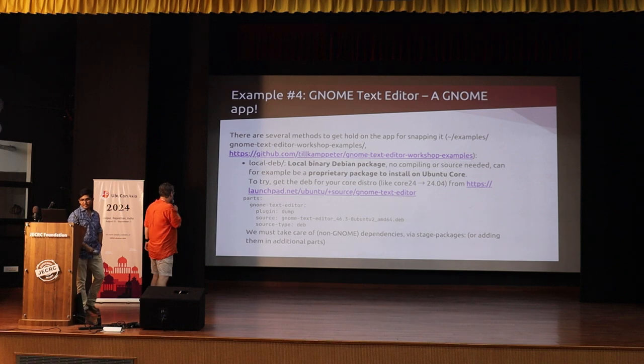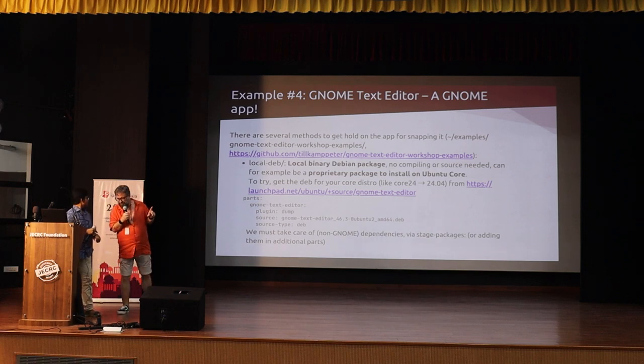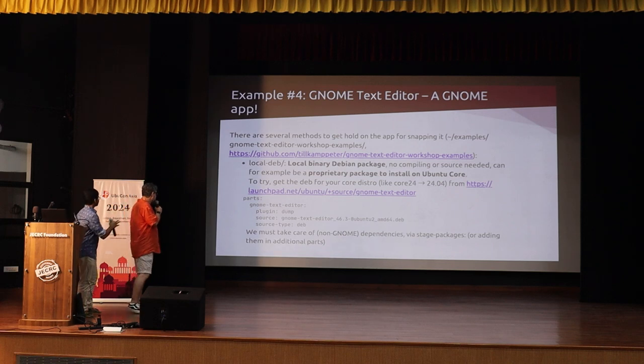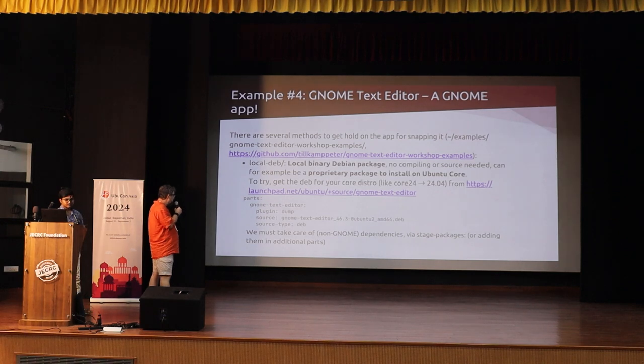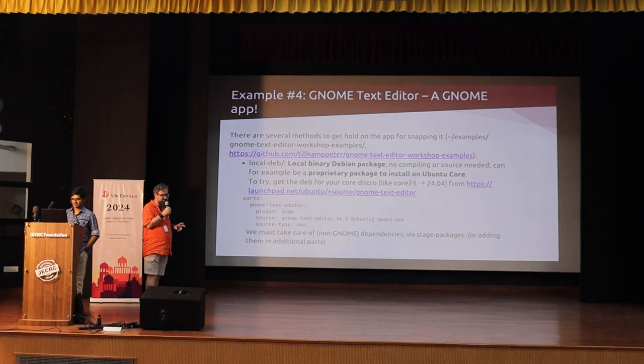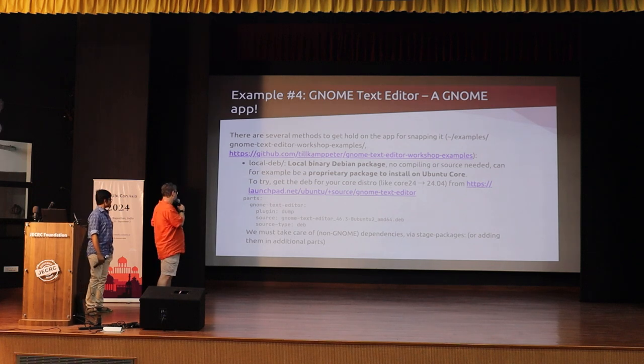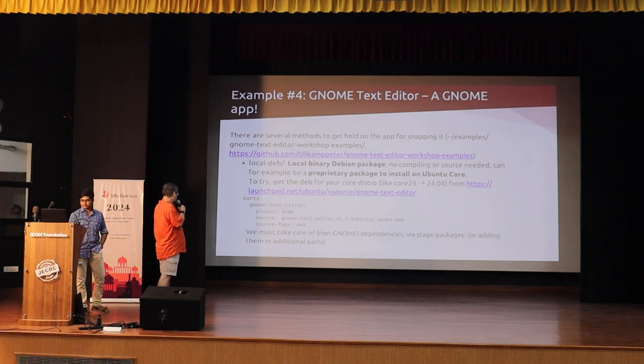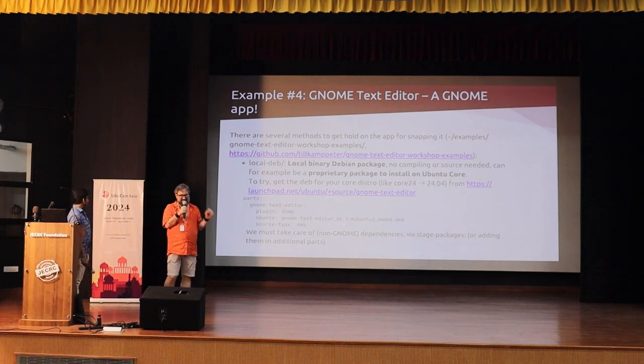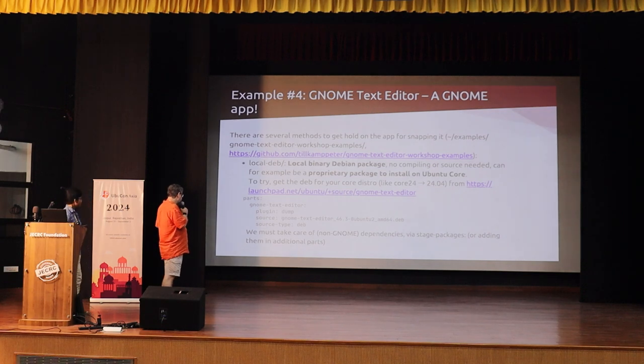So next slide. Now there are several methods for how you can get the application into the snap. One thing which we have covered already, we have compiled from source in the other examples, but one can also do other things. For example, you can take a binary Debian package, you can download the deb file from Launchpad, but you do not install it. You simply download the deb file. And then you can open and uncompress the deb file, but not actually install it.